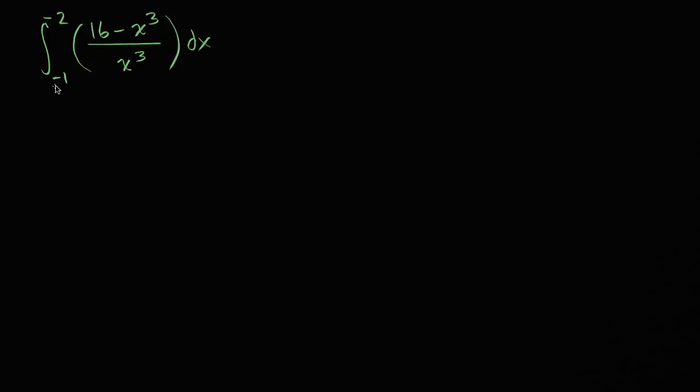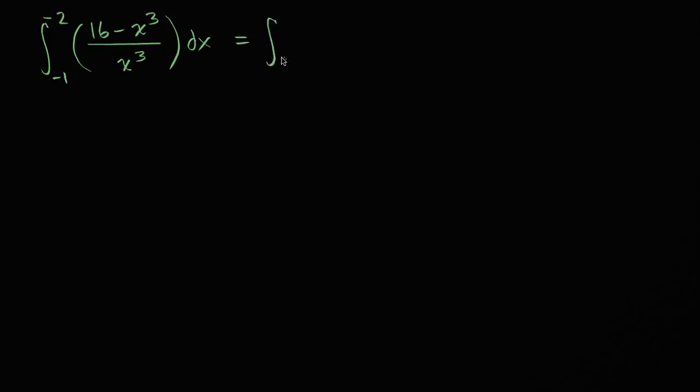So we want to evaluate the definite integral from -2 to -1 of (16 - x^3) over x^3 dx. Now at first this might seem daunting. I have this rational expression, I have x's in the numerators and x's in the denominators, but we just have to remember, we just have to do some algebraic manipulation, and this is going to seem a lot more tractable.